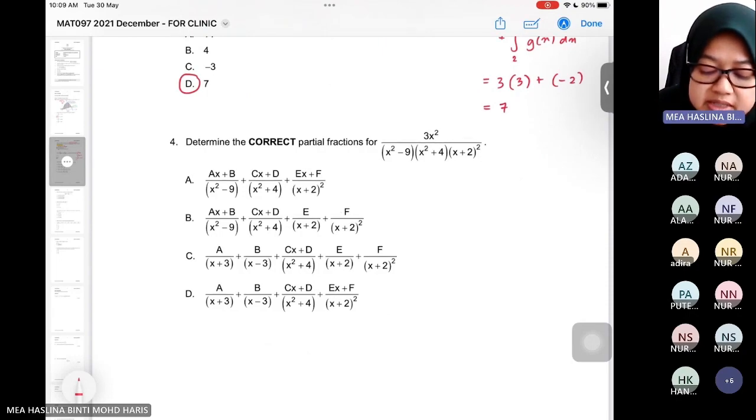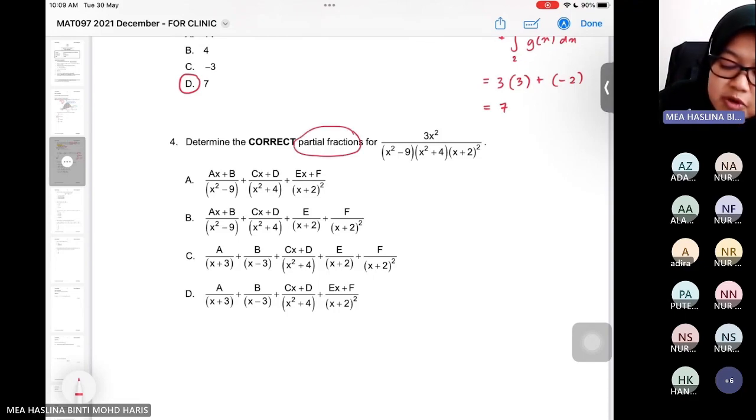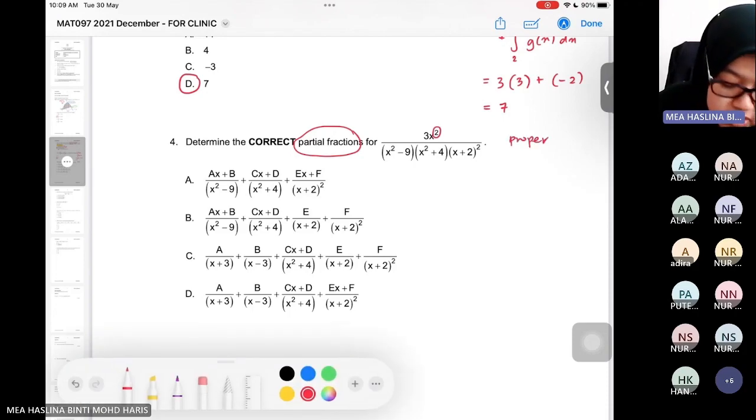Okay, so that's why the answer is D. Okay, determine the correct partial fractions for this. So you have to identify the partial fraction. You check first whether it is proper or improper. So this is obviously power of 2, and here if you expand, it's going to be power of 6. So obviously this is proper, so you don't have to think of the long division.